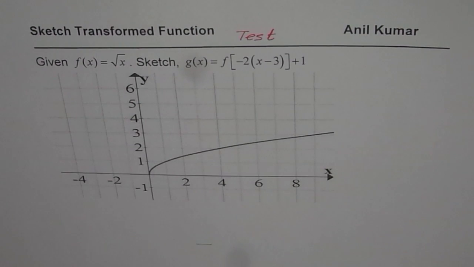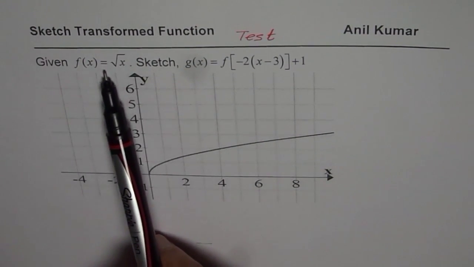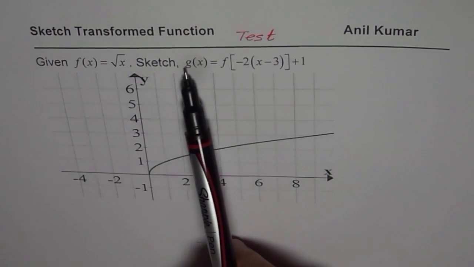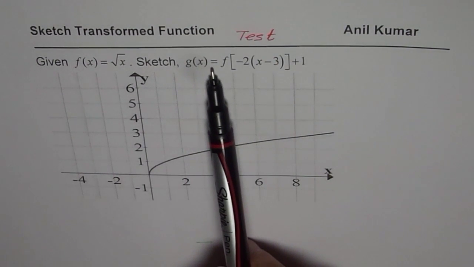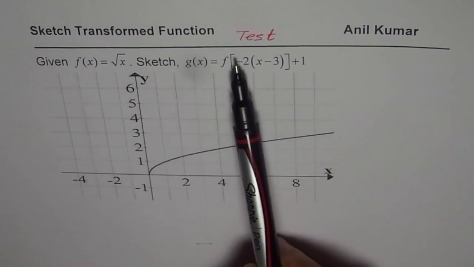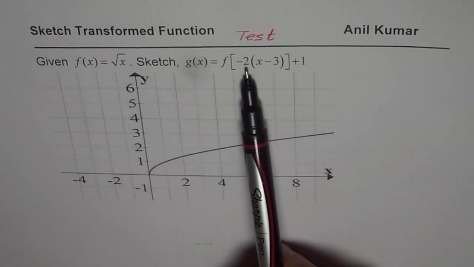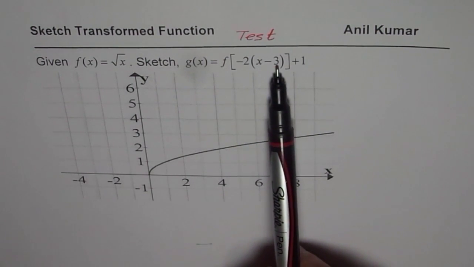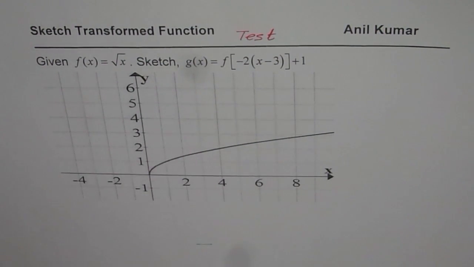The question here is, we are given f of x equals square root of x. You need to sketch g of x, which is equal to f of within brackets minus 2 times x minus 3, bracket close, plus 1.